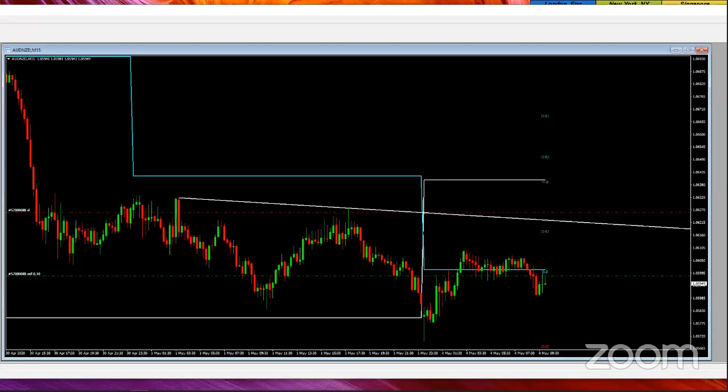Right, here are the parameters. I will type them up for you here. So we have entry at 1.0598. Stop loss is 1.0626. And take profit is 1.050.